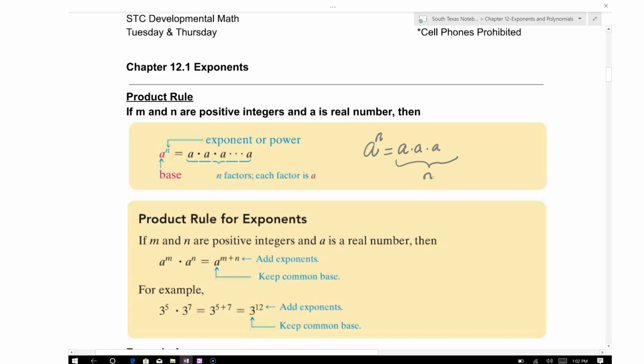The product rule states that if it's a to the m power times a to the n power, you're going to simply add the exponents. For example, we have 3 to the 5th times 3 to the 7th. They have to be the same base. So in this case, we have the same base. So what you do with the exponents is that you add. So you have 3 raised to the 5 plus 7, which is 3 to the 12.